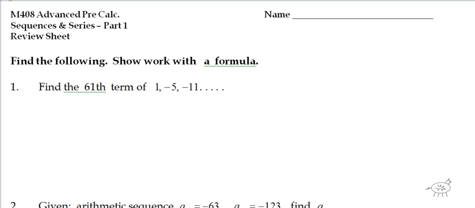And again, it's a great study guide for the test. I would definitely look over all the other worksheets, because there's a lot of different types of problems I can ask, and you need to know everything for the test. Alright, so let's get started.